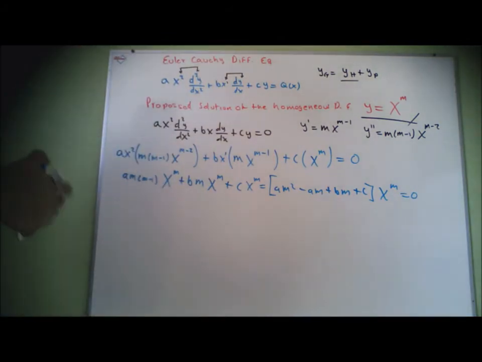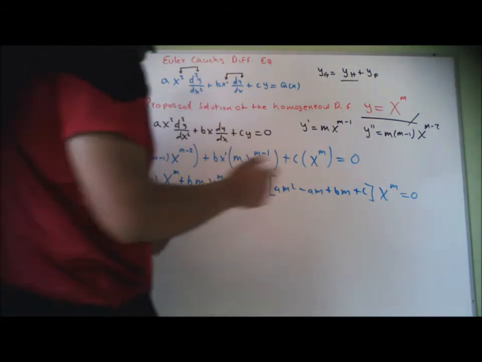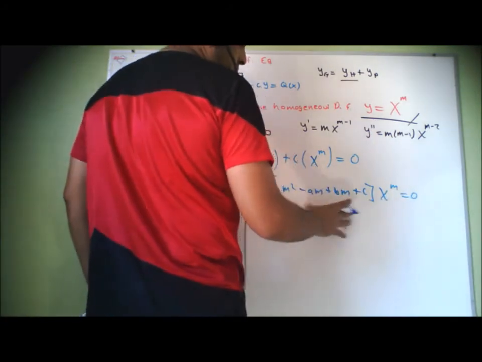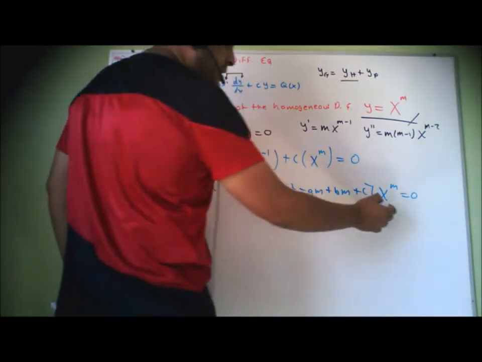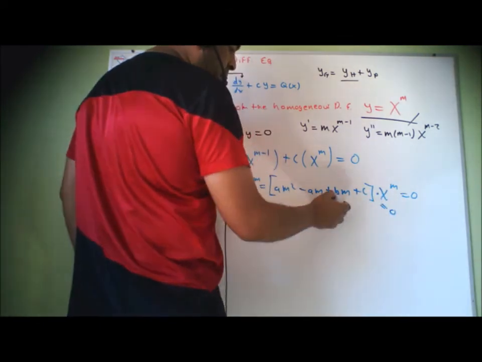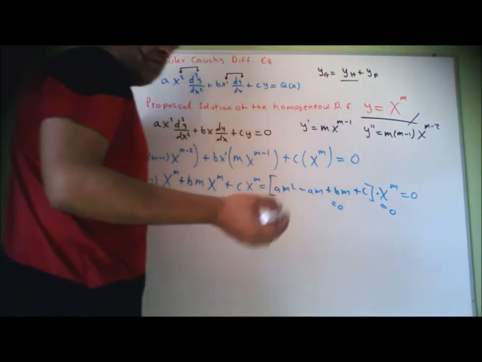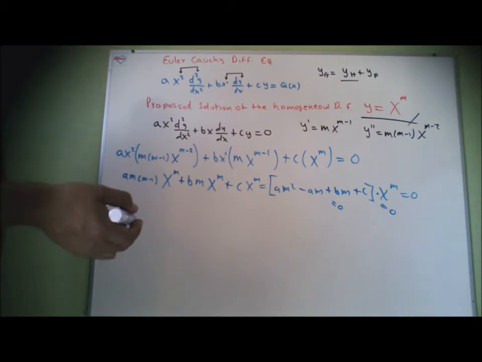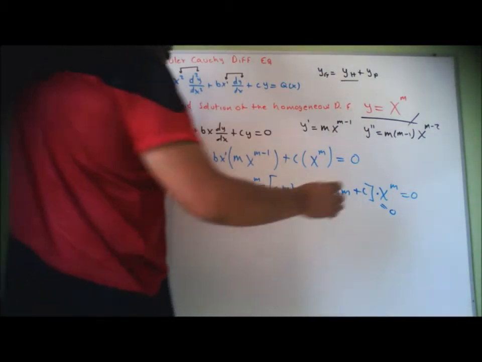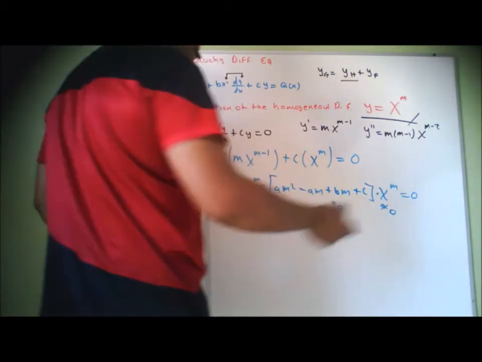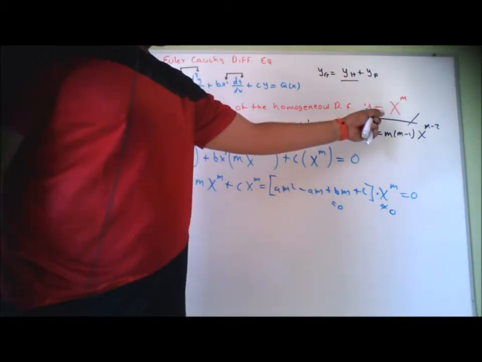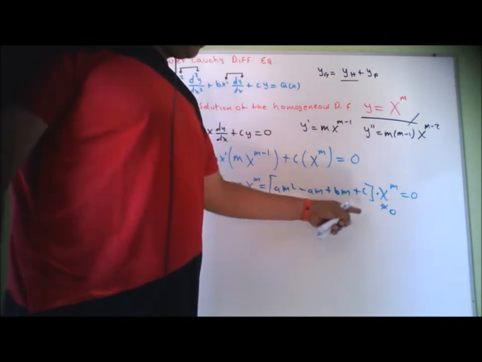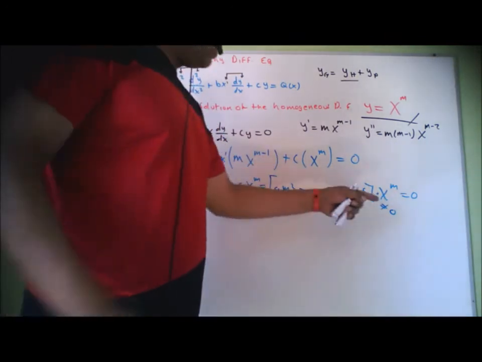Okay, now we have two options, because we have a multiplication here: either this is equal to 0, or this is equal to 0, or both, but one is enough. Now this part, x to the power of m, cannot be 0, because if that part is 0, then we don't have a solution. The only thing that can be 0 is this equation.